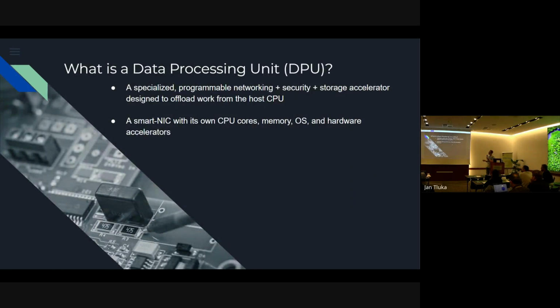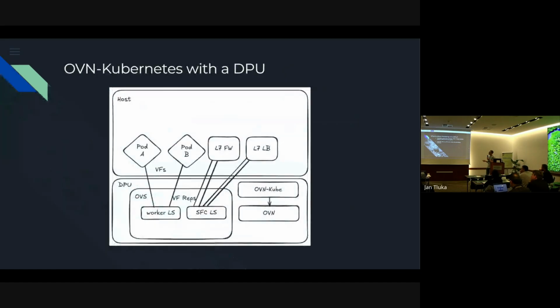All right, now let's segue into DPUs. So what is a DPU? It's a specialized programmable networking and security accelerator designed to offload work from the host CPU. Basically, it's a smart NIC with its own CPU, memory, OS, and hardware accelerators.